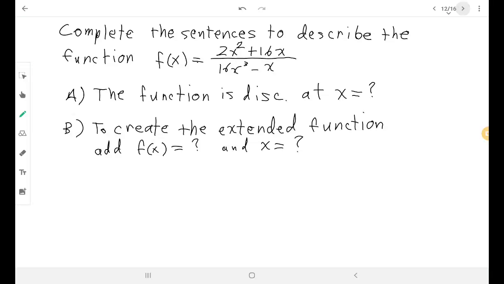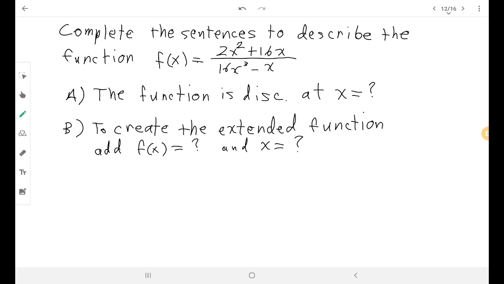And let's move on to the next problem. All right. We want to complete the sentences to describe this function. So now let's do some work on this function. I'm gonna pull it apart as much as I possibly can, and then I'm going to look at it again.